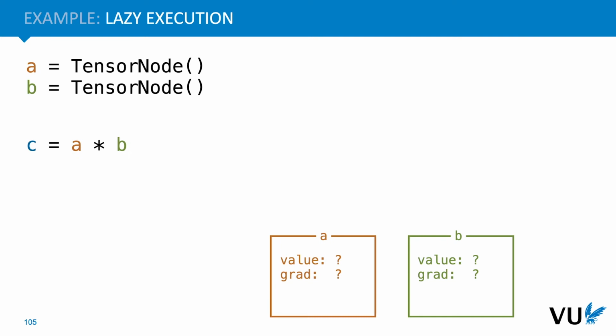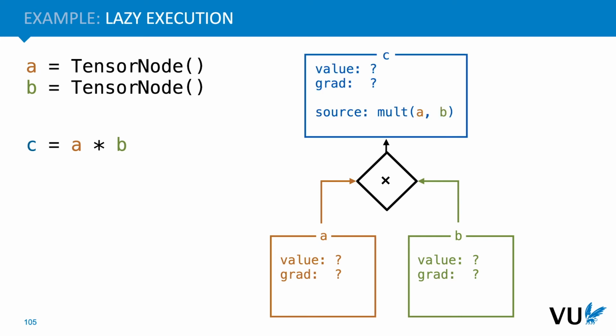And if we want to do this in a nice way, we can overload the multiplication operator so that if we multiply these types of objects, what our system actually does is it adds to the computation graph an op node for the multiplication, and then it adds on top of that a tensor node for C, which refers back to this op node as its source.